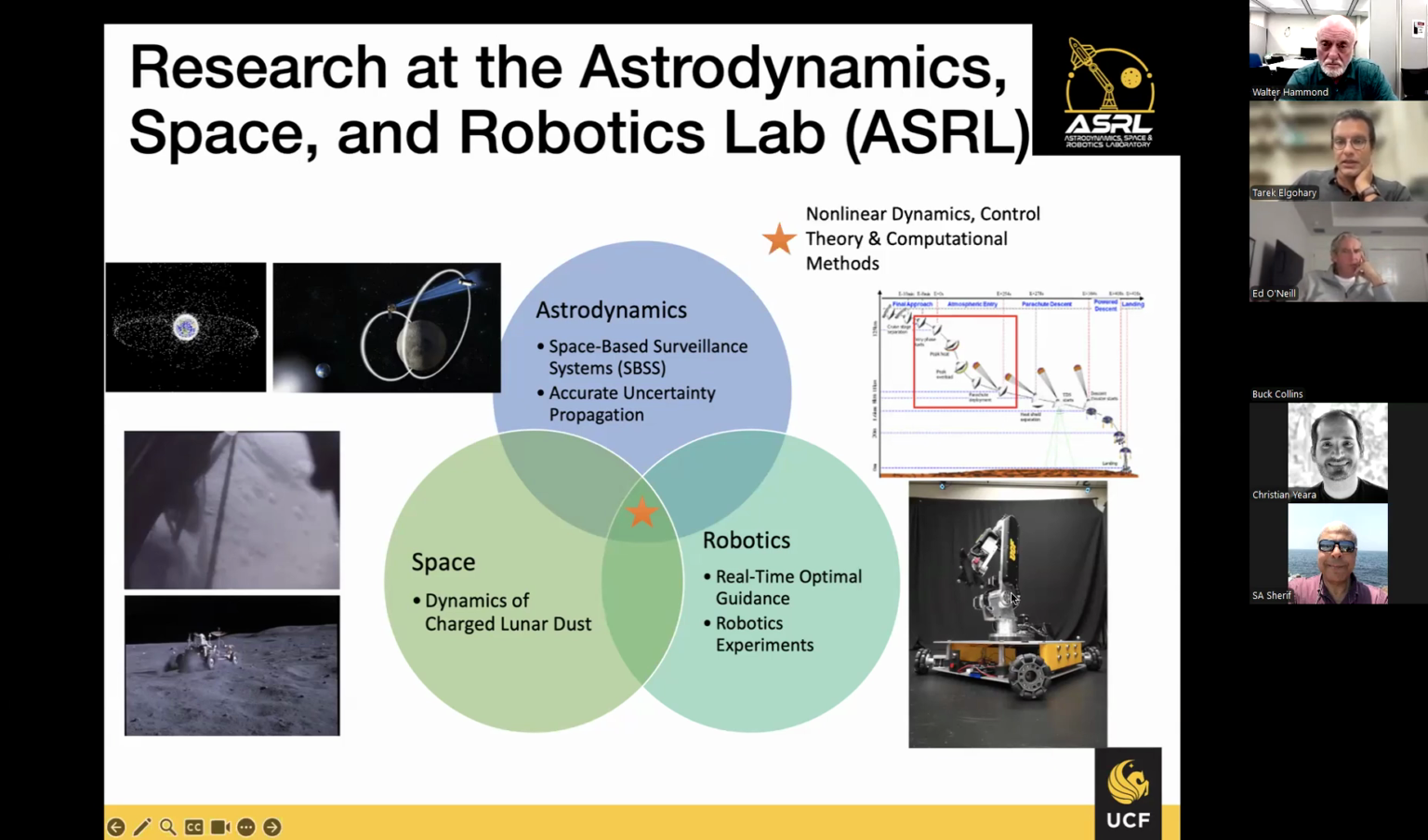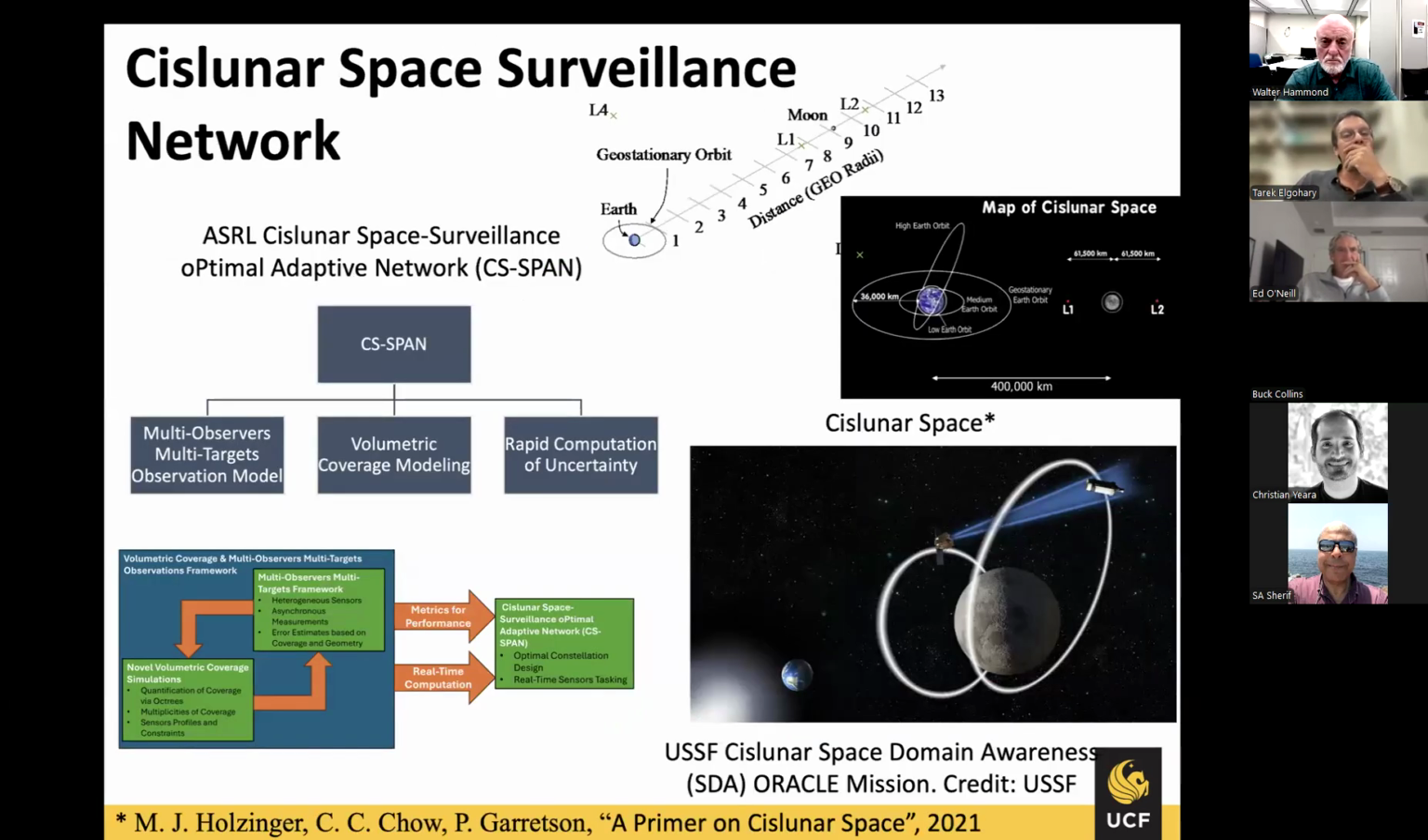The connection, the cement that keeps all of this together and keeps me sane, is that this is all in the nonlinear dynamics, control theory, and computational methods regime, which is my main area of research, with, as you see, various applications. So what I'm going to talk about today is this idea of a cislunar space surveillance optimal adaptive network, a CS-PAN for short.